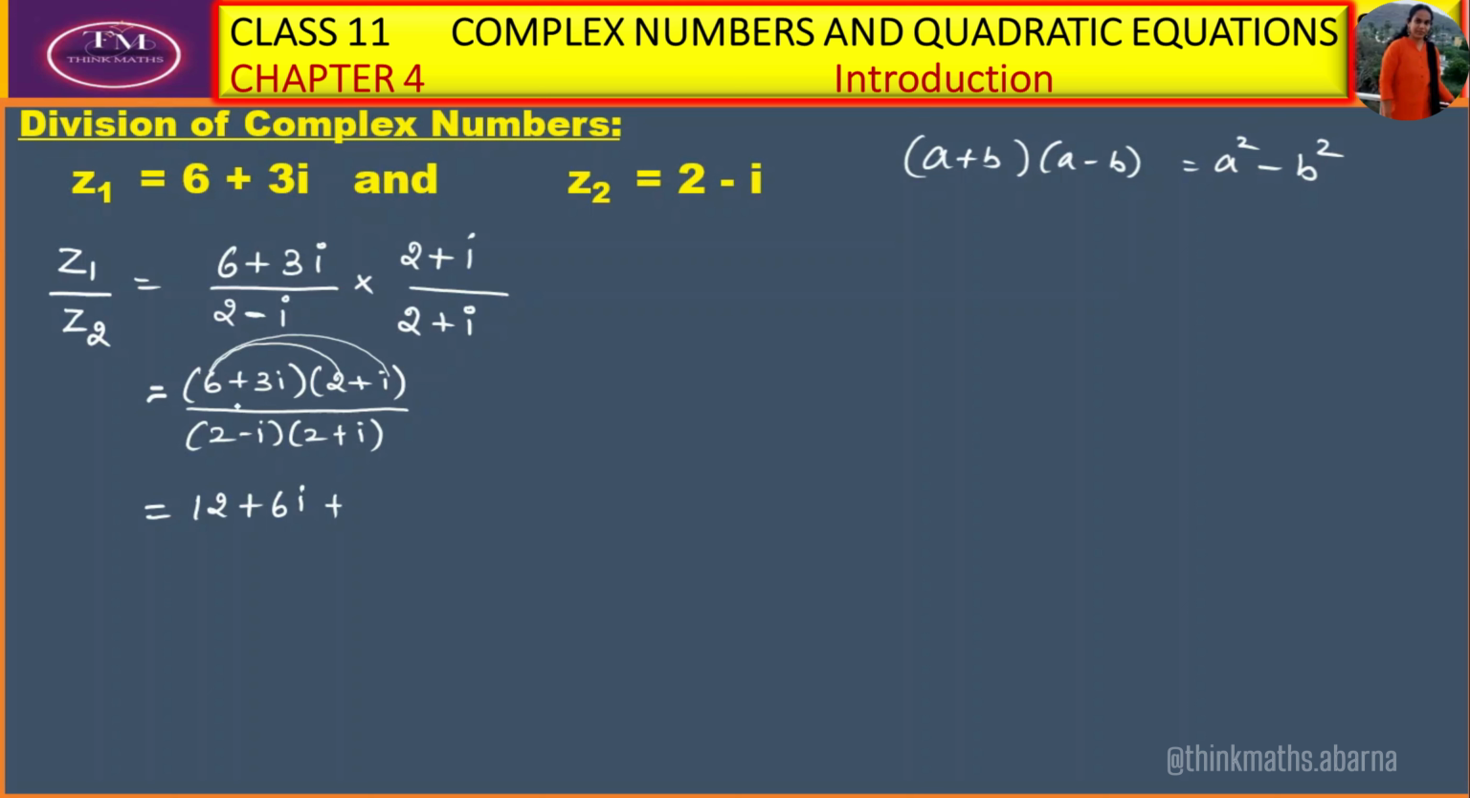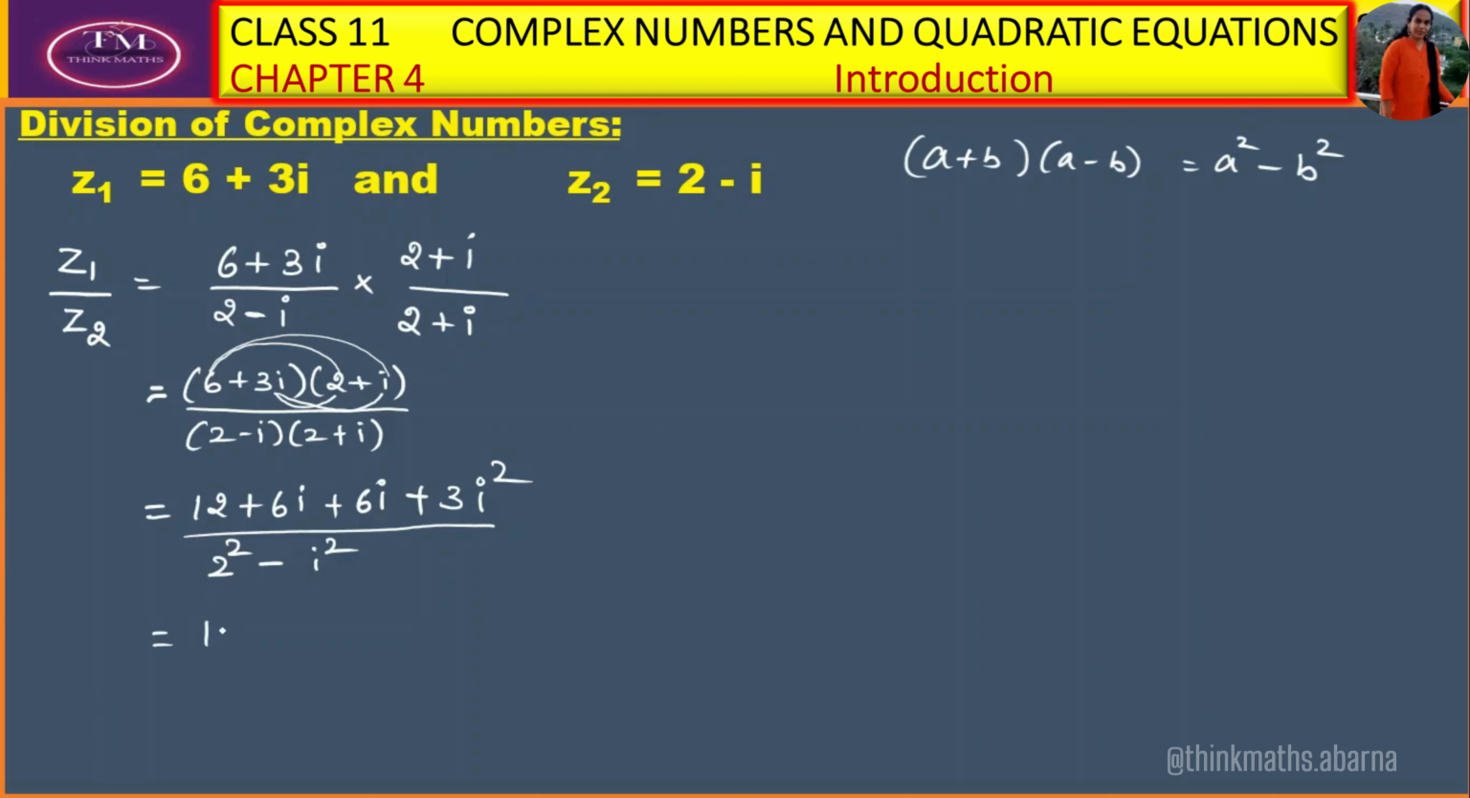Next in the numerator we are going to multiply with 3i. 3i into 2 is 3 into 2, which is 6i. So you will get 6i plus 3i into i, which is 3i square. The denominator is (a minus b) into (a plus b), and we get a square minus b square. So what is a? a is 2. So 2 square minus, what is b? b is i. So it is i square. a square minus b square.